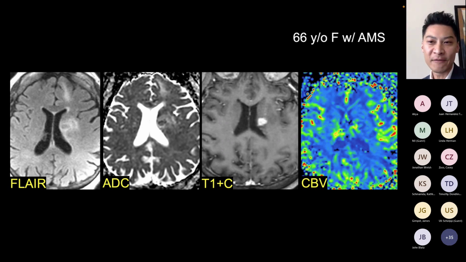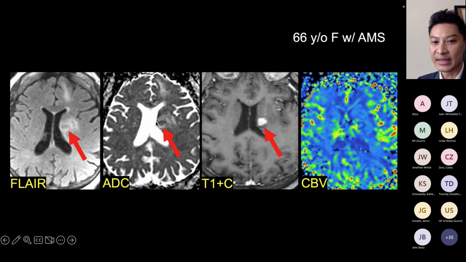This is a 66-year-old female with altered mental status who presented with these images. On FLAIR images, there's an area of T2 bright signal, kind of in the left caudate region. On diffusion, on ADC, you can see there's low ADC, suggesting cellularity. There's enhancement of that area on T1 post-GAD. And there's no obvious high blood volume. So if you're thinking of a tumor, yeah, this could be lymphoma.